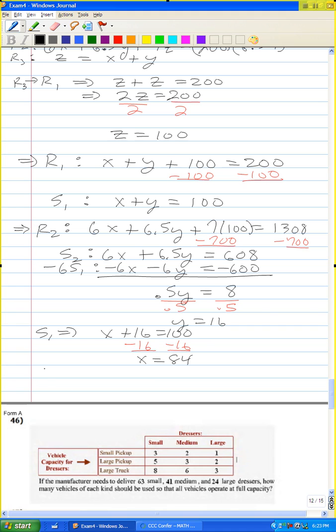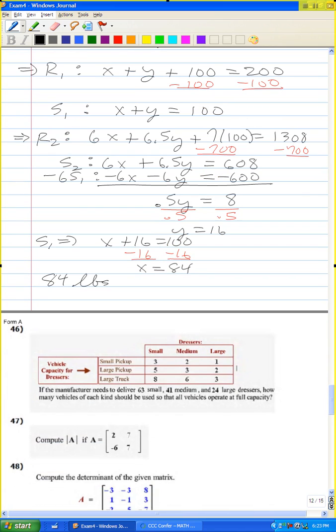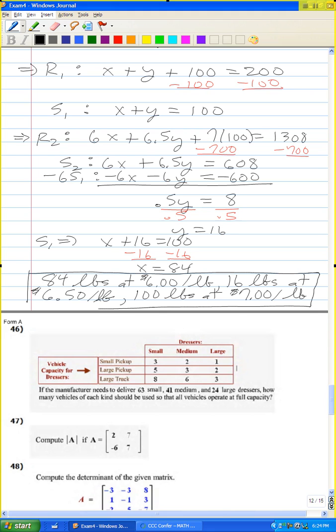So that says, I guess, I mix 84 pounds of the $6 per pound coffee, 16 pounds of the $6.50 per pound coffee, and lastly, Z was 100, so 100 pounds of the $7 per pound coffee. And there's your answer. Okay.